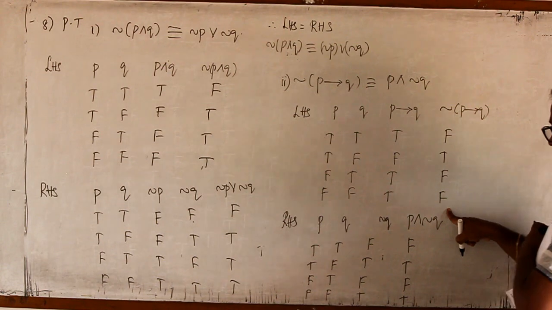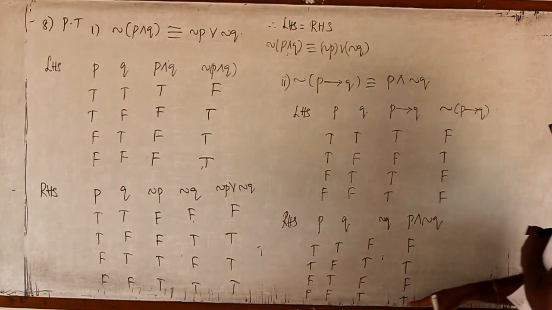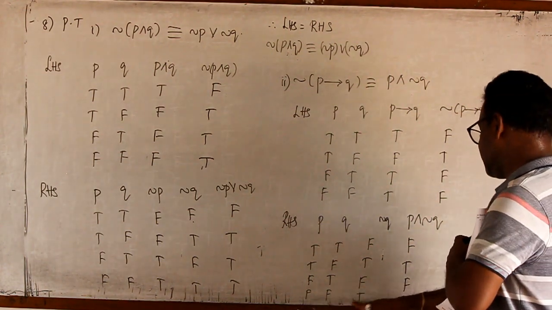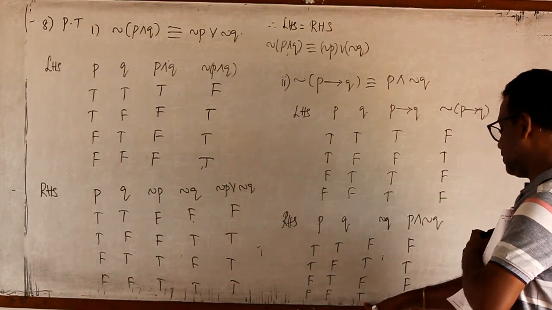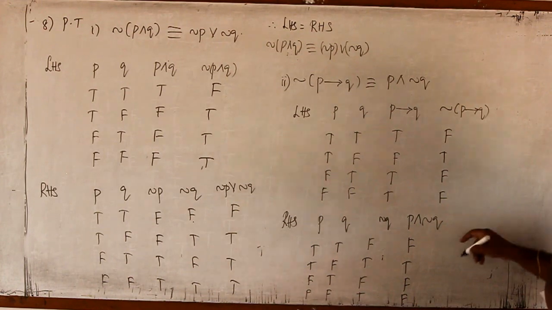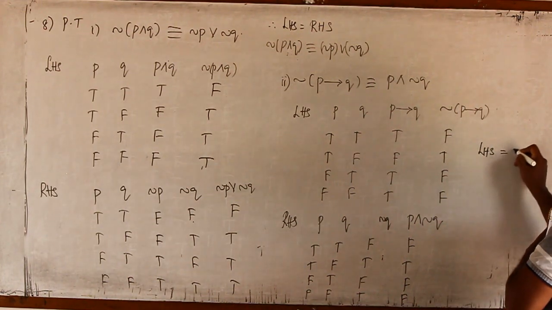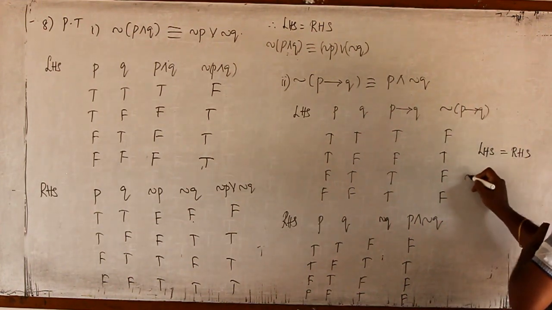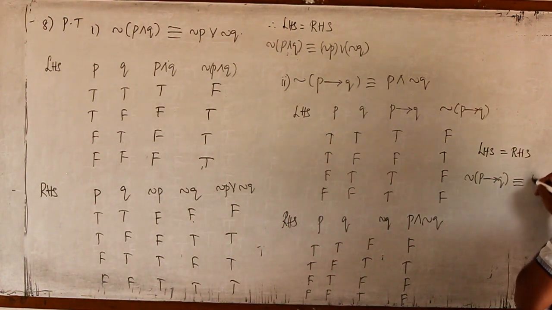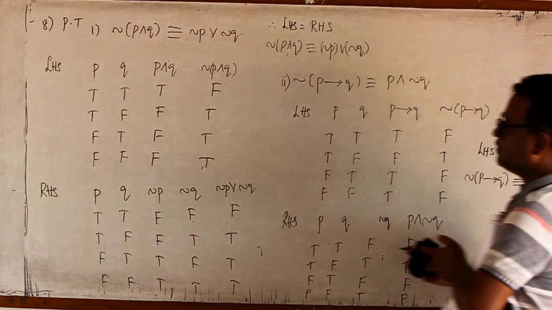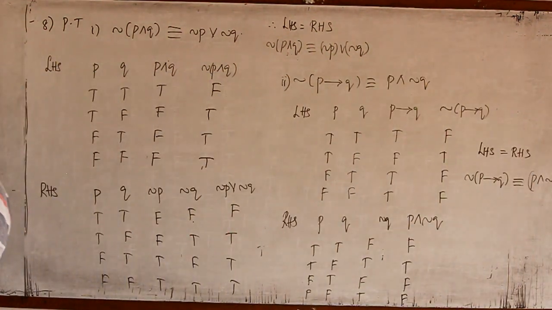F, T, F. 0 into 0, false. 0 into 1 is 0, 0. See, LHS equals RHS. Therefore, negation of P then Q is congruent or equivalent to P and negation of Q. So with this, the 8th problem is over.